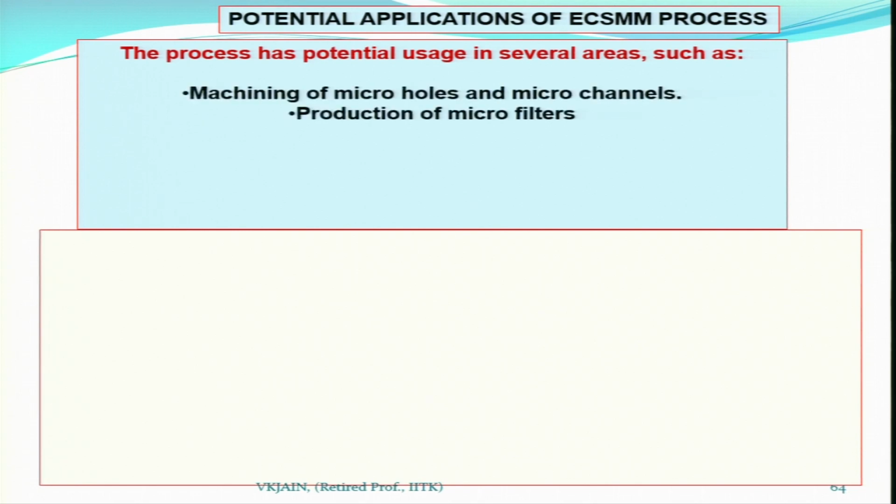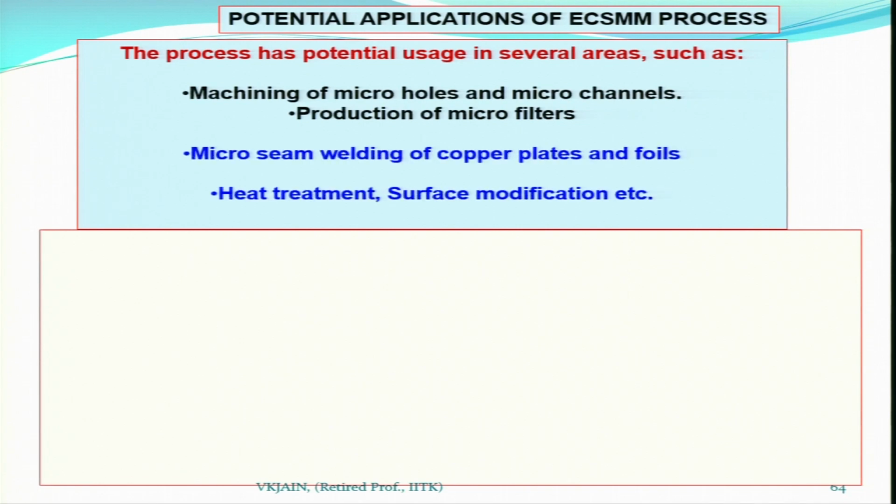Potential applications of the ECSMM process. The process has potential uses in several areas such as machining of micro holes, micro channels, micro filters, micro seam welding of copper plates and foils. This is very important, that a new area of application like welding is being proposed, and heat treatment and surface modifications can also be done by this particular process.